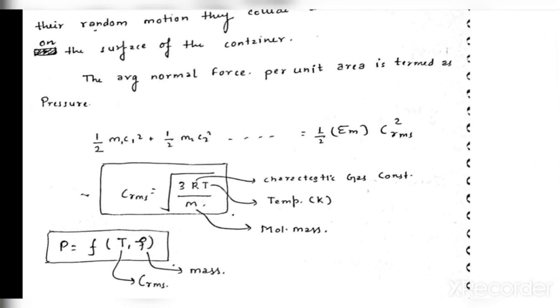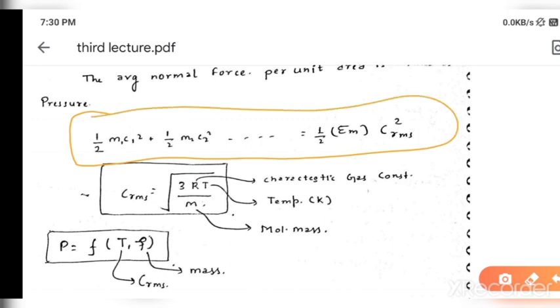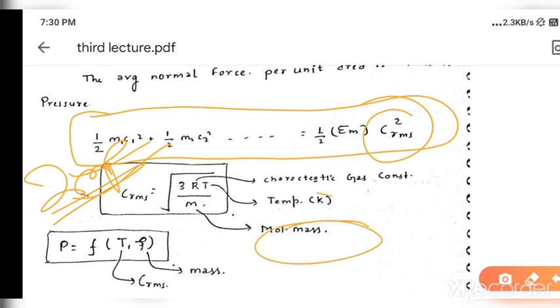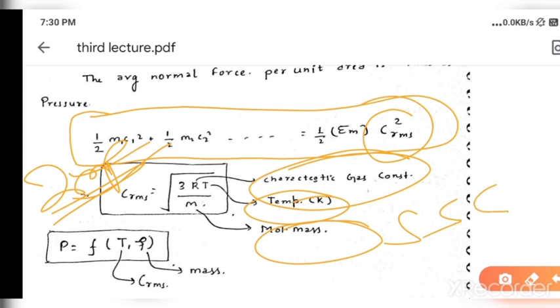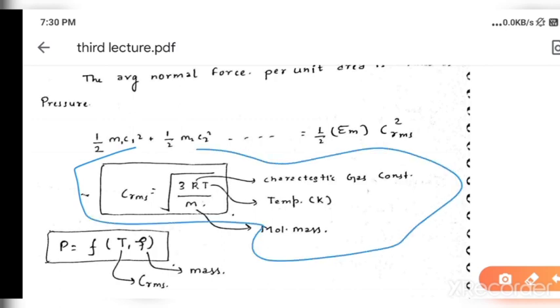So let's come to the mathematical equation of kinetic theory of gases, in which it is shown here: half m1c1 square plus half m2c2 square and so on is equal to half summation of m and C_RMS whole square. Then the C_RMS comes out to be... this is the most important equation of kinetic theory of gases, which is likely where most of the questions come from in SSC, JE and other exams. So please note it down. This equation is most important.